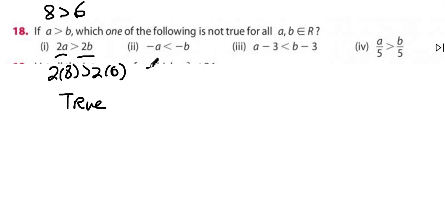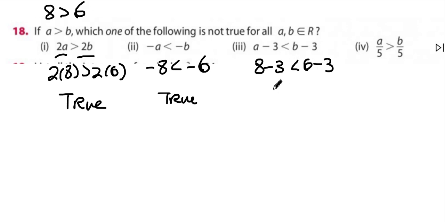Minus A is now minus 8, because I said A is 8. Minus B is minus 6. Who's bigger? Minus 6 is actually bigger than minus 8. So that is true, because minus 8 is smaller than minus 6. Next one. Is 8 take away 3 smaller than 6 take away 3? False. Do you see, by making up 2 numbers that fit A bigger than B, it makes the whole thing really easy.